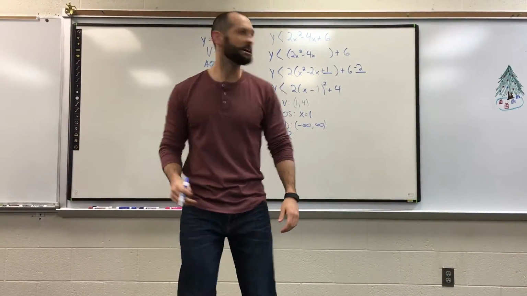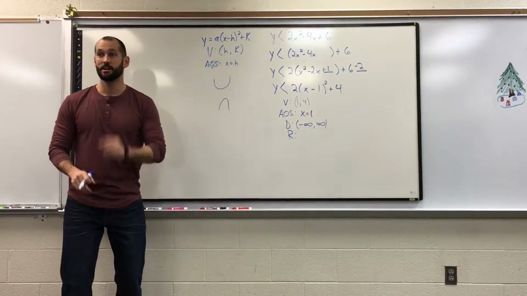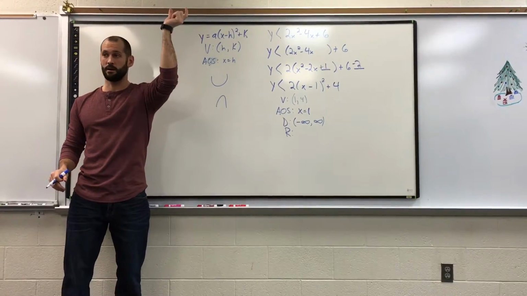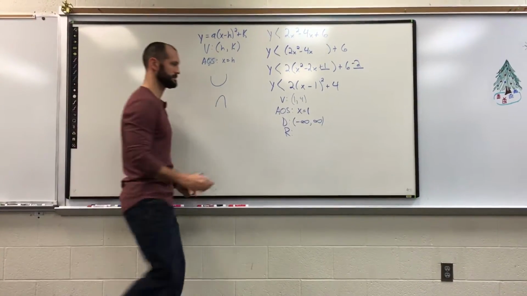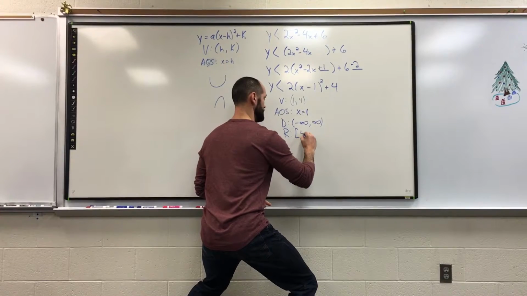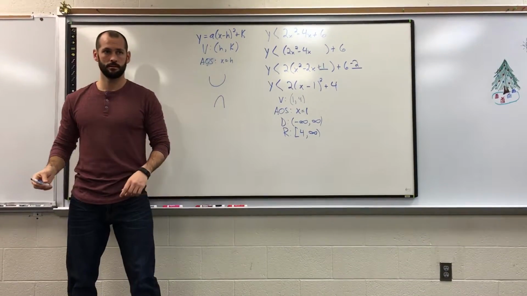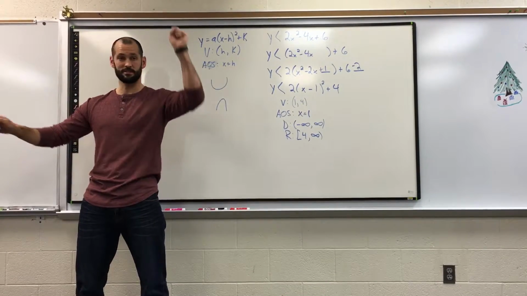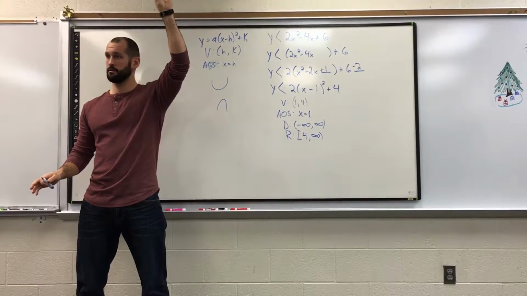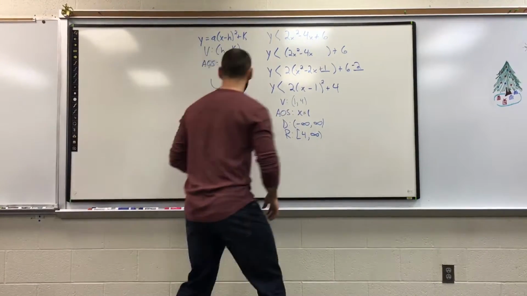Too mean? Dang it. Okay, so range. So we know we're opening up. So what's my range? You put a bracket and then a 4, and then infinity with a parenthesis. Nailed it. Everybody doing okay? Fist of 5, real quick. Nice. Okay. Time to graph.